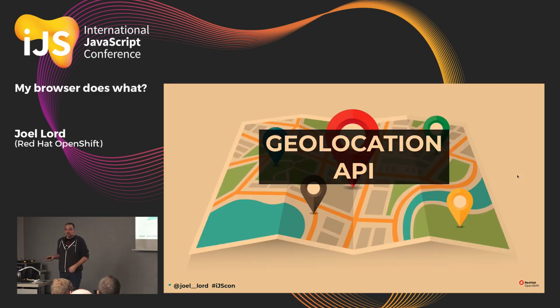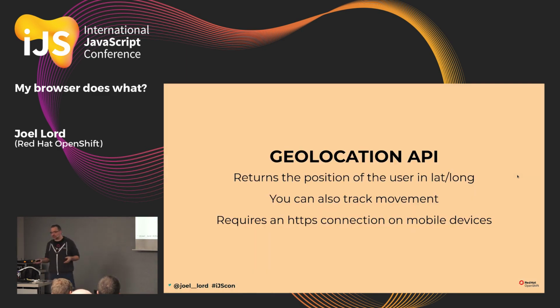Geolocation API. You've seen it, but have you seen it in action? Let's take a look at what this looks like. So geolocation, there's a few things that you can do with the API. You can actually return the position of the user. It will return you coordinates in latitude and longitude. Or you can track movement of a person. So you can ask for tracking, and then whenever they move or it detects that it moved far enough and the coordinates change, it will send you an event with the new coordinates.